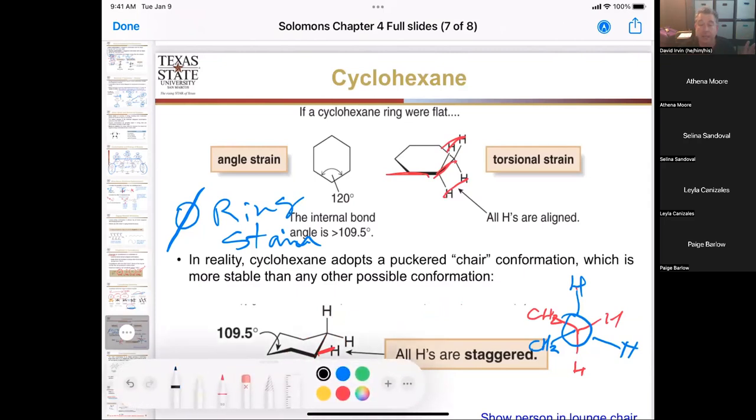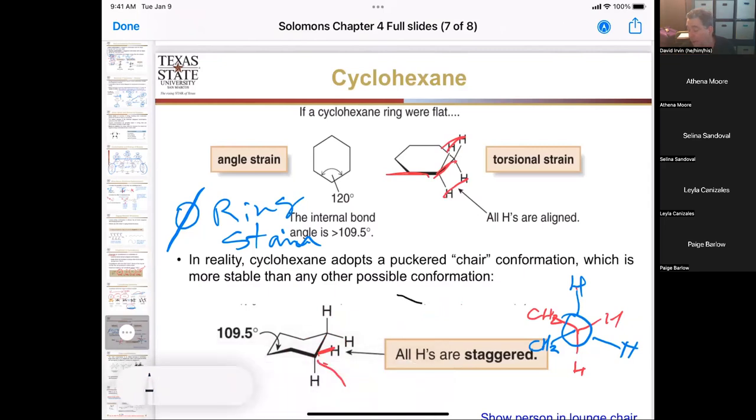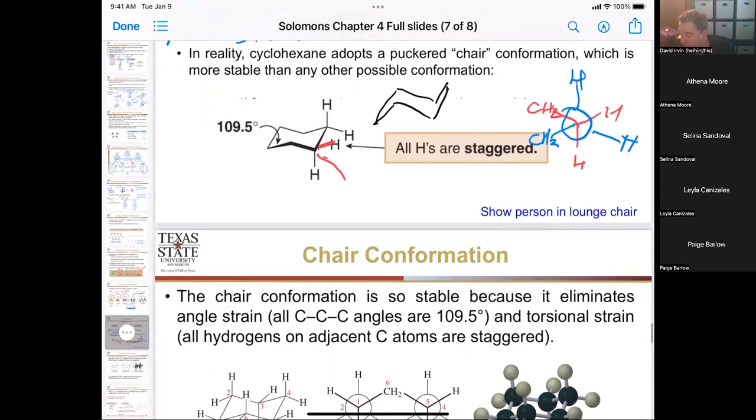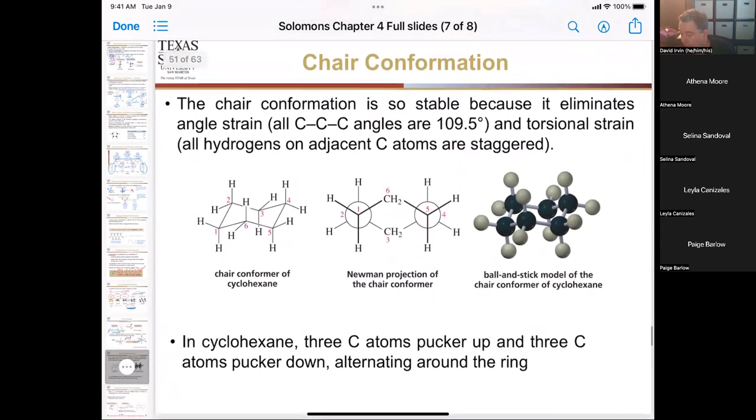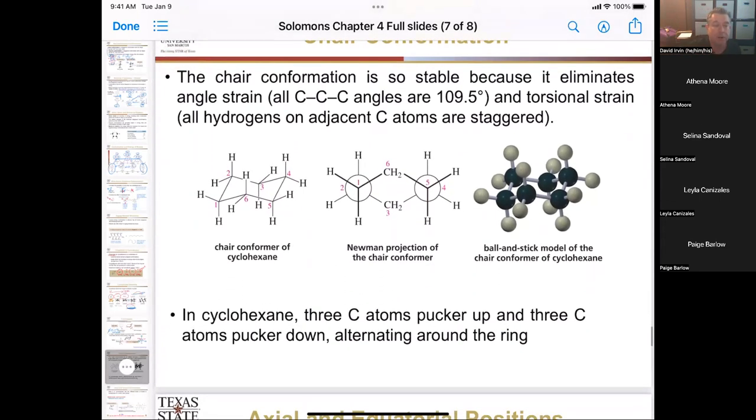So what you want to do is draw a parallel line, and then you want to draw another parallel line, and then you want to connect them. So if you draw 2 lines, and then 2 lines, you can make a cyclohexane in the chair conformation. Okay, so that being said, let's go ahead and look at that gauche conformation again.